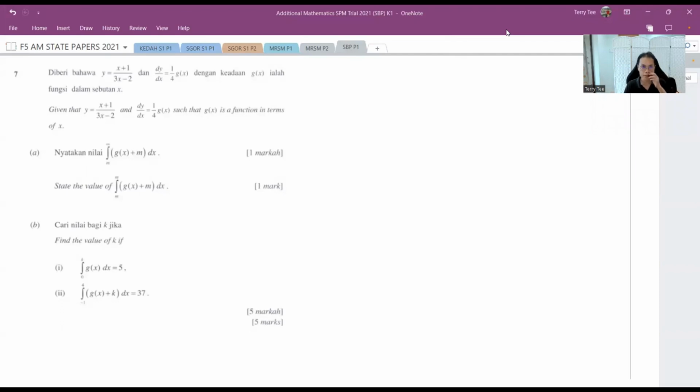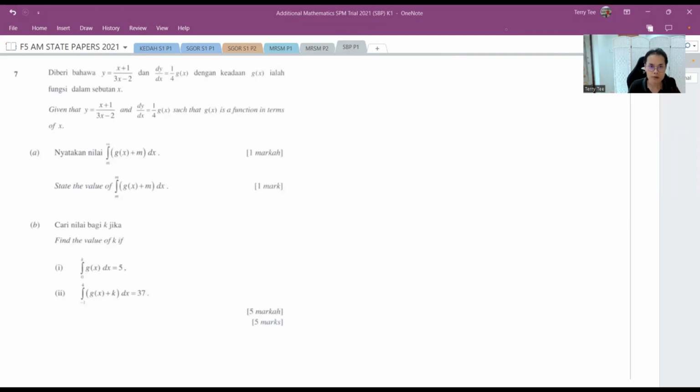Okay, question number 7. This is from Form 5, chapter 3, integration. The first question is very interesting. Let me explain the whole thing. Given that y equals x plus 1 over 3x minus 2 and dy/dx is 1 over 4 g(x), where g(x) is a function in terms of x. State the value of this integral.